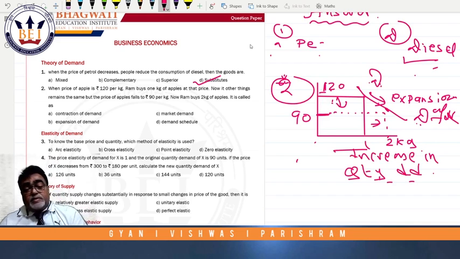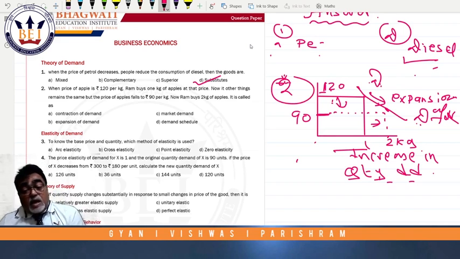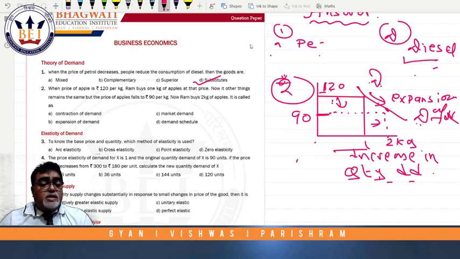There are two concepts, I repeat. One is shift in demand curve, where factors other than price are applicable. Another is change in quantity demanded. Change in quantity demanded has two parts, expansion and contraction. As per the question, rupees 120 comes down to rupees 90, so obviously it should be expansion of demand.